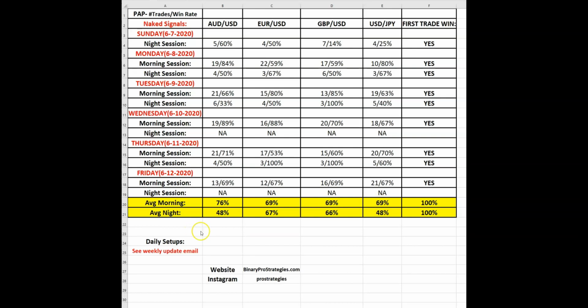So as you look at everything as a whole, these are still decent percentages considering they're strictly naked stats, no filtration going on. Daily setups, I'll report on that at the end of the month. I think I'm still up about 30%. It's been a little choppy in here. But we're still looking at all those numbers at the end of the month.